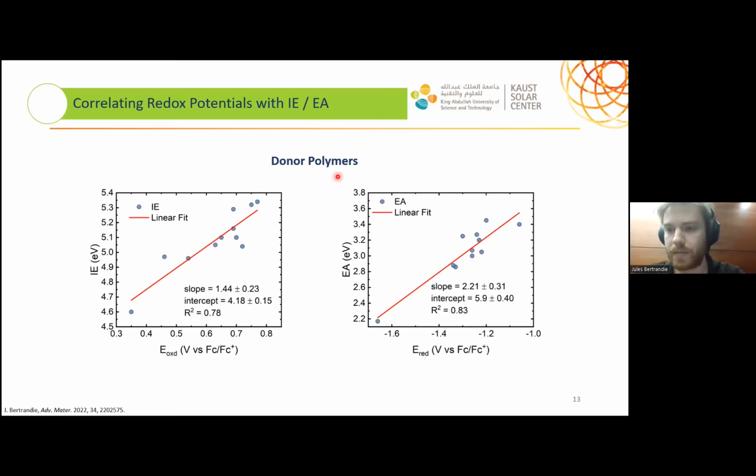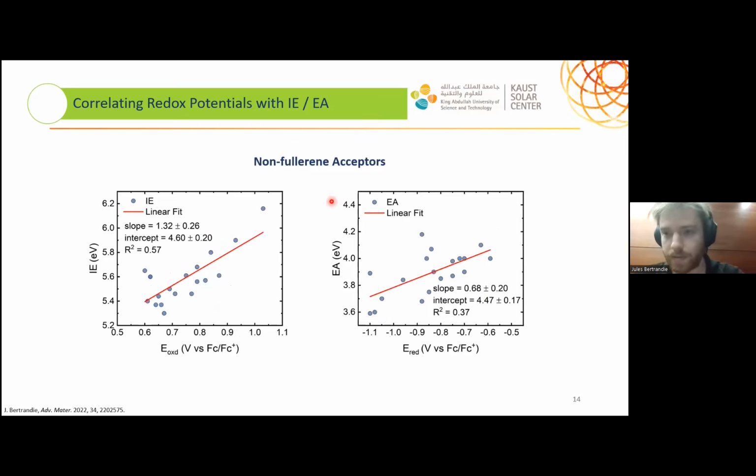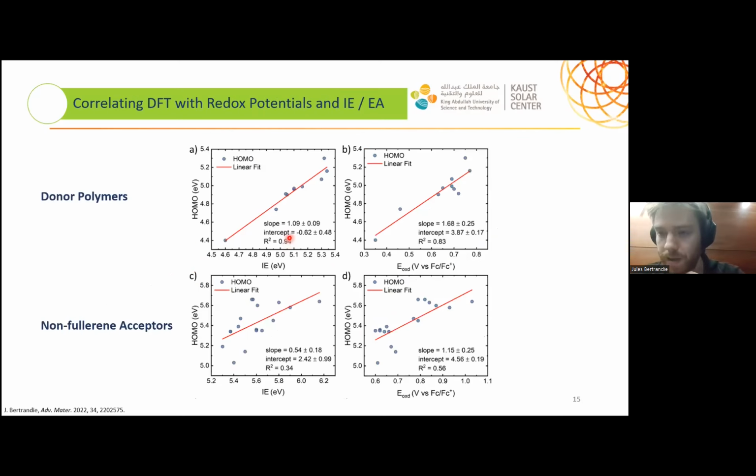This is the case for the donor polymers. It's also the case for the non-fullerene acceptors. It's even worse, very scattered. So we cannot just interchange between those two values. We also did DFT calculations to try to correlate, and again, the correlation is not clear.